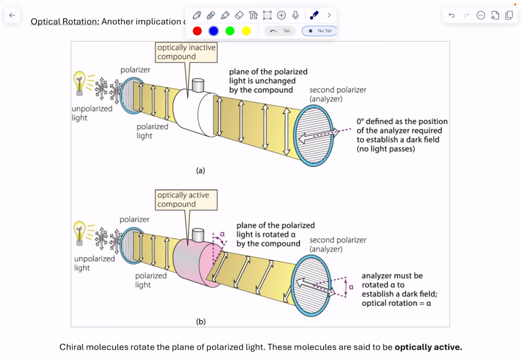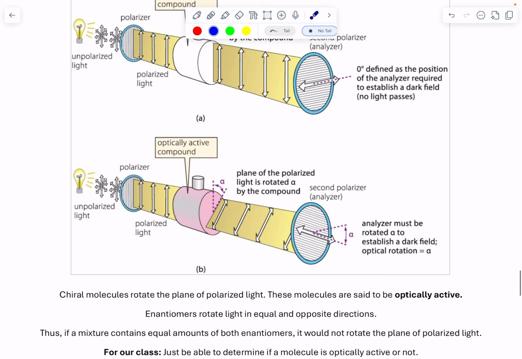This also means that if you have equal amounts of both enantiomers in the sample, this doesn't have to be a pure sample, if you have both enantiomers in equal amounts, it wouldn't rotate the light at all. They'd cancel each other out. So it says if a mixture contains equal amounts of both enantiomers, it would not rotate the plane of polarized light.